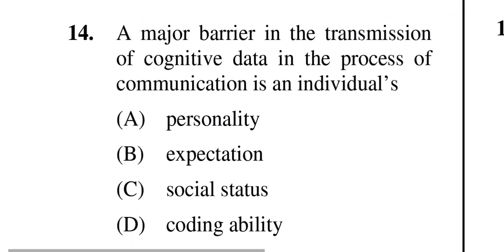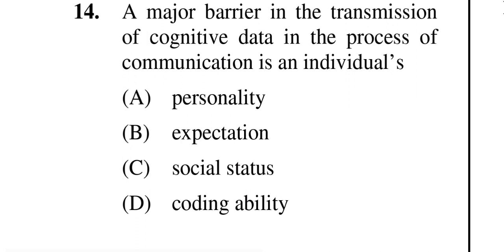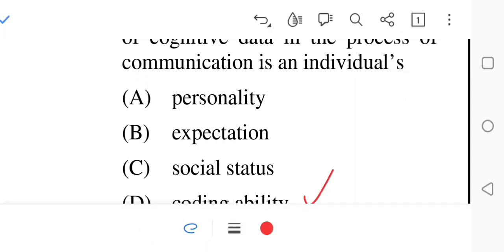Number 14. A major barrier in the transmission of cognitive data. Cognitive, this word is related to brain. So, cognitive data in the process of communication is an individual's personality, expectation, social status, coding ability. Correct answer will be a major barrier in the transmission of cognitive data in the process of communication is an individual's coding ability.